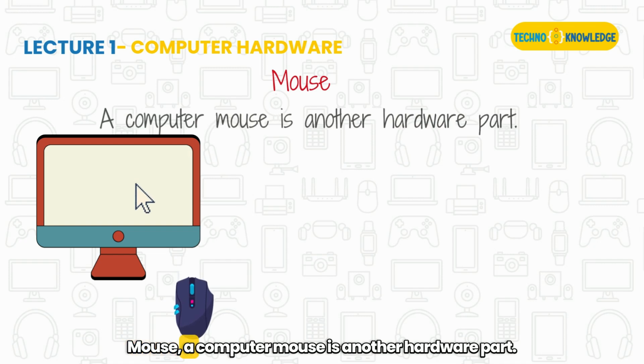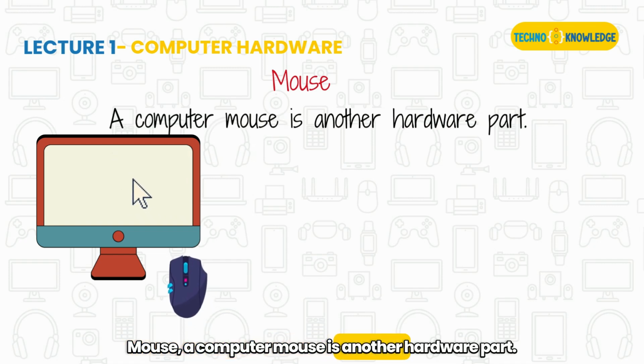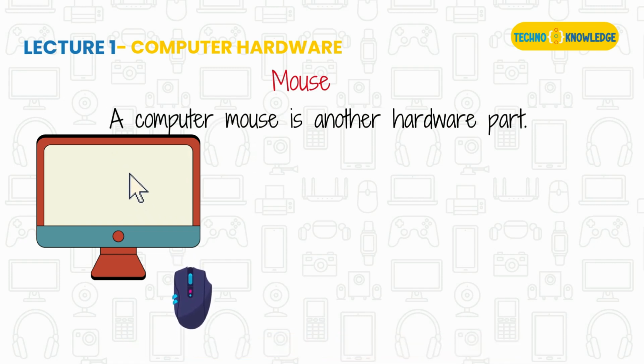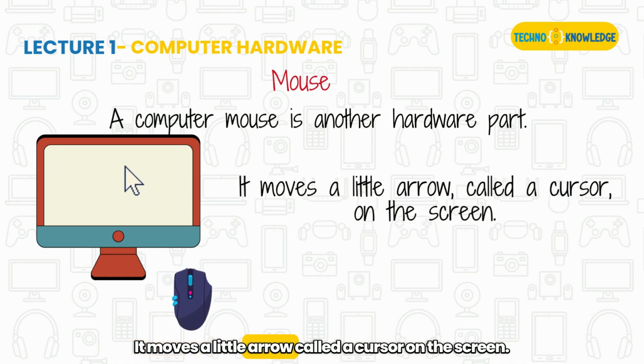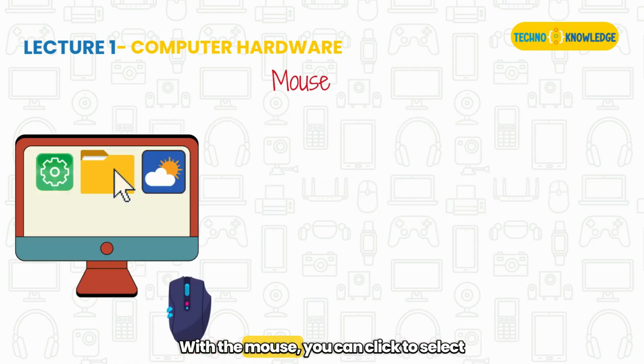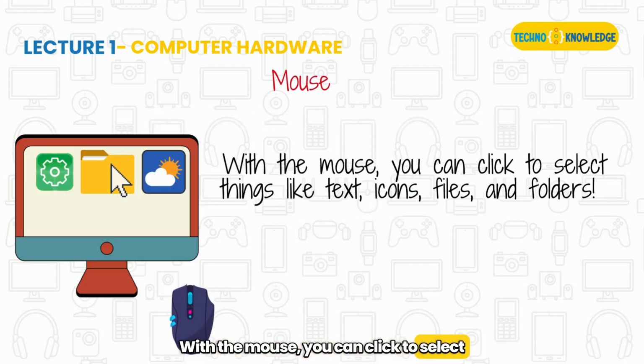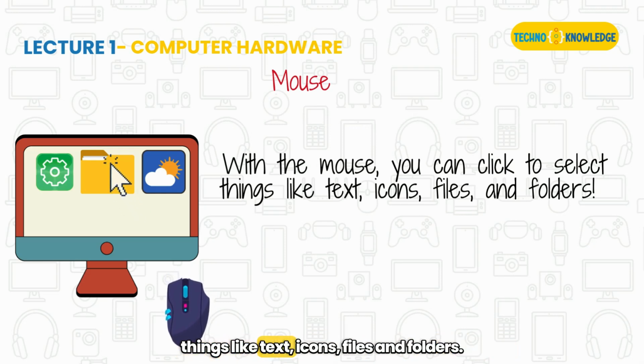Mouse. A computer mouse is another hardware part. It moves a little arrow called a cursor on the screen. With the mouse, you can click to select things like text, icons, files, and folders.